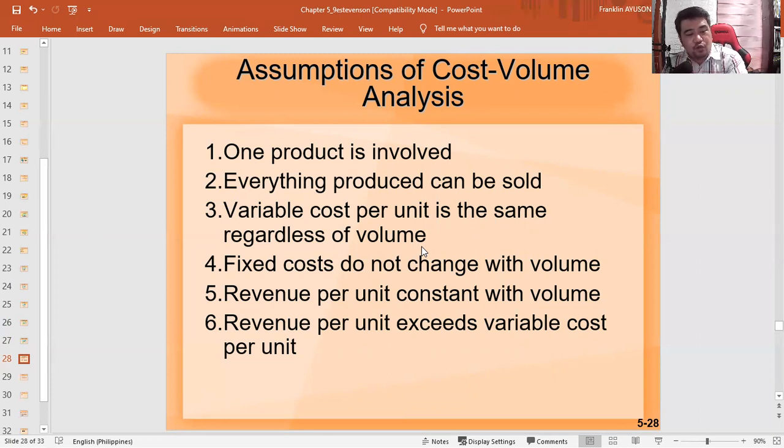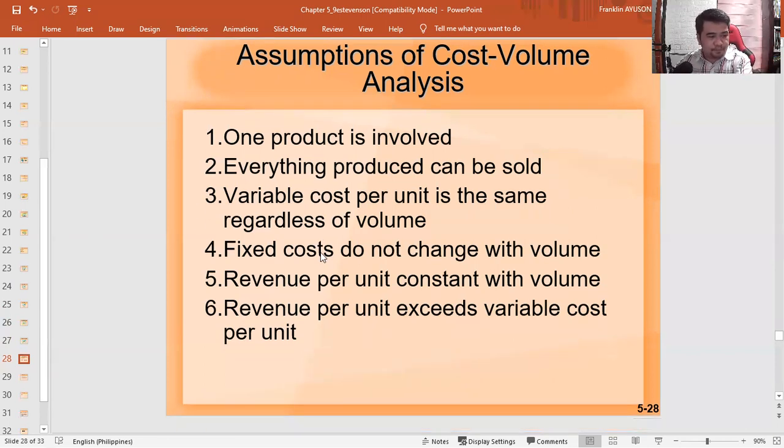Number 5, revenue per unit is constant. Although again, it can have some other factor, but per assumption, it is constant. And number 6, the revenue per unit exceeds the variable cost per unit. So revenue exceeds cost. Again, these are our assumptions of our cost volume analysis. But then again, these are hypothetical assumptions. Umpisa pa lang sinasabi ko, most likely you will have multiple products. Most likely, not every product you produce will be sold, etc. So, again, the most reliable of those assumptions is the fixed cost, which is supposedly not changing.